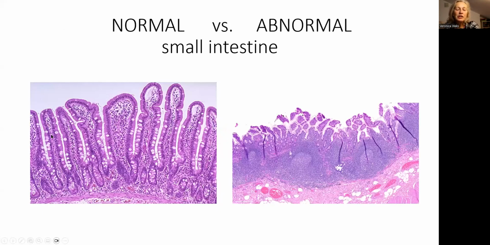Here on the left, you see a picture of the normal small intestine. Villi are tall, crypts are deep, and villi are lined by enterocytes. Here on the right, you can see when there is an inflammation in the small intestine. Villi are slashed, crypts are gone, and here you can see foci of inflammation.